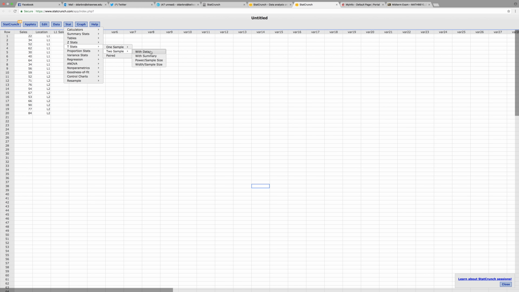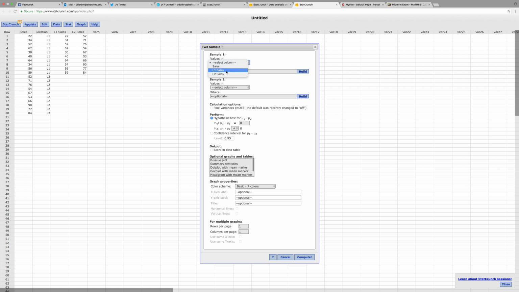Two sample with data. So we have L1 and L2. Guys, for this class, we always assume that we have equal variances, so let's do the pooled variance. I may get into that a little later, but assuming we have equal variances moves smoothly into ANOVA. So we'll go with this. Mu1 minus mu2 equals 0. Mu1 minus mu2 not equal to 0. All is good. Let's compute.